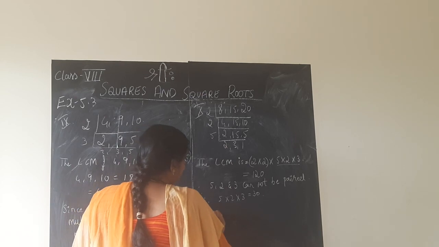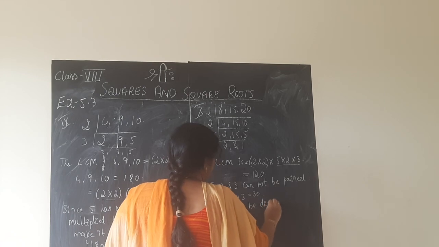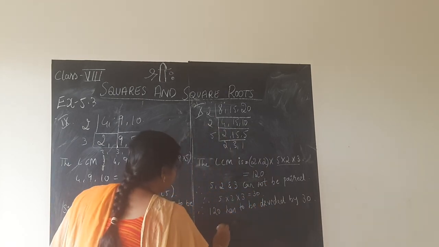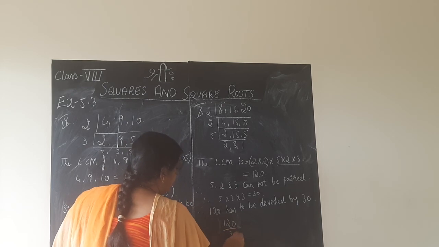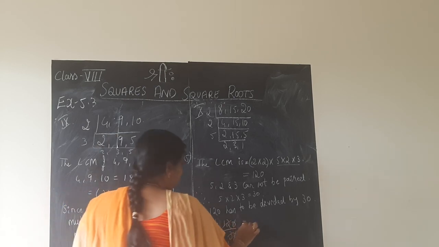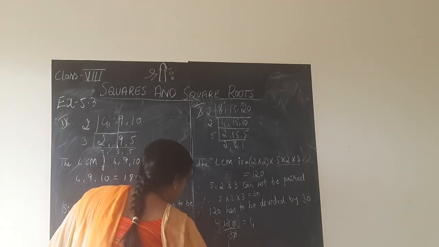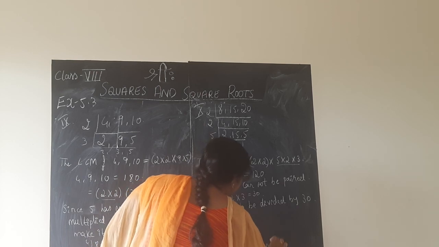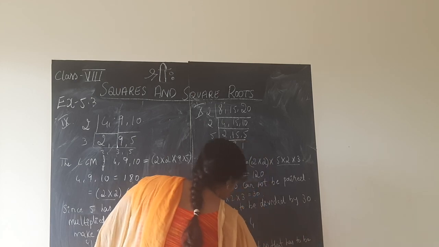Therefore, 120 has to be divided by 30. That is what we should do. So 120 divided by 30. Shall we do it this way, children? 120 by 30 and it is easy. 0 and 0 cancel. 3 1s are 3, 3 4s are 12, so the answer is 4. Therefore, 4 is the least number that has to be divided.